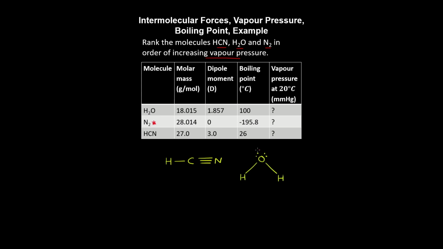well, H2O can form hydrogen bonds between its molecules, whereas hydrogen cyanide can form dipole-dipole interactions between its molecules, because you have a polar covalent carbon-nitrogen bond. And hydrogen bonding is stronger than normal dipole-dipole interactions, so therefore the vapor pressure of H2O is less than the vapor pressure of hydrogen cyanide.